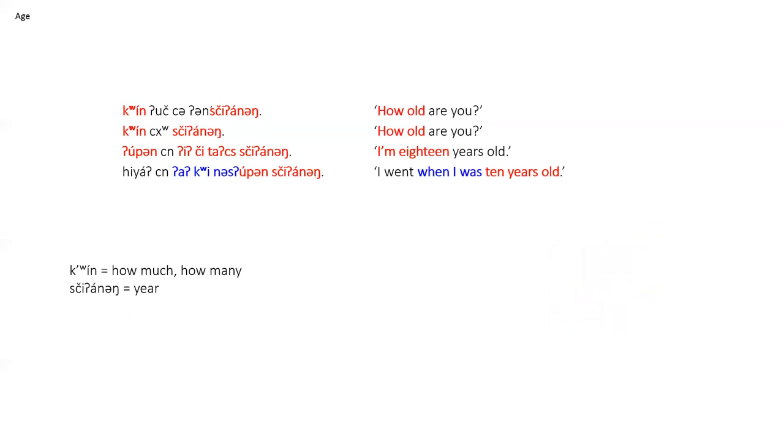Another way to ask about someone's age is shown in the second model. This uses the you subject. This question literally means, you are how many years? And the third model sentence shows the pattern for saying how old you are. This is simply the number followed by stjaning, year. The subject pronoun follows the first word as usual.